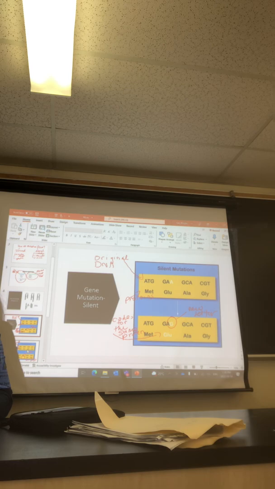Just look at the picture. What do you see? Oh, it's mutated, but it's still the same. Okay, can you be a little more specific? What's being mutated here specifically?